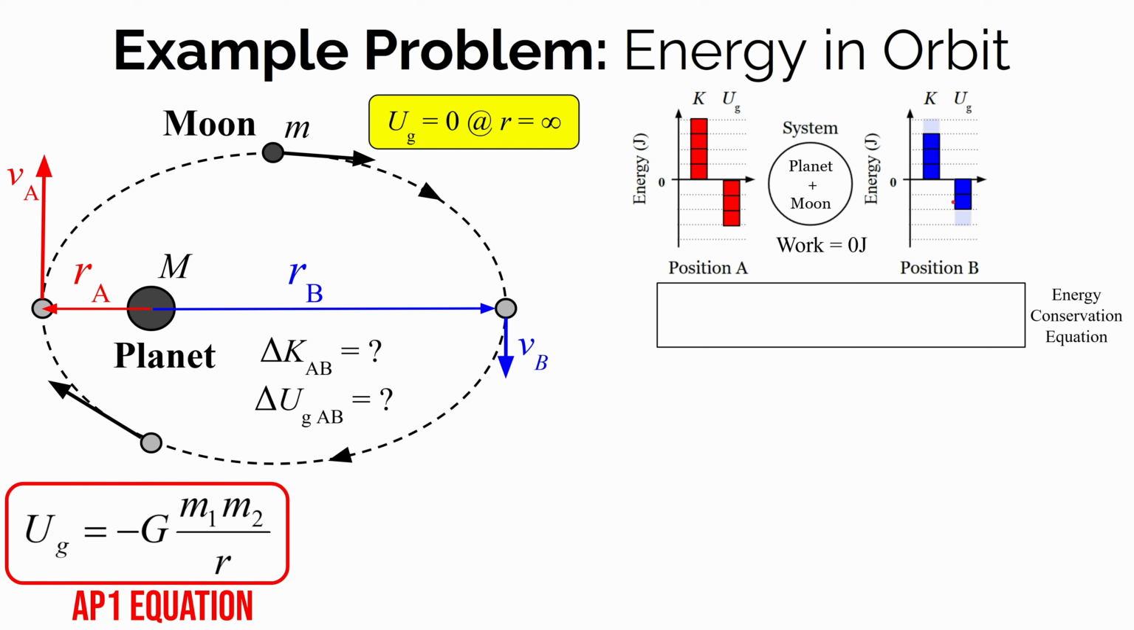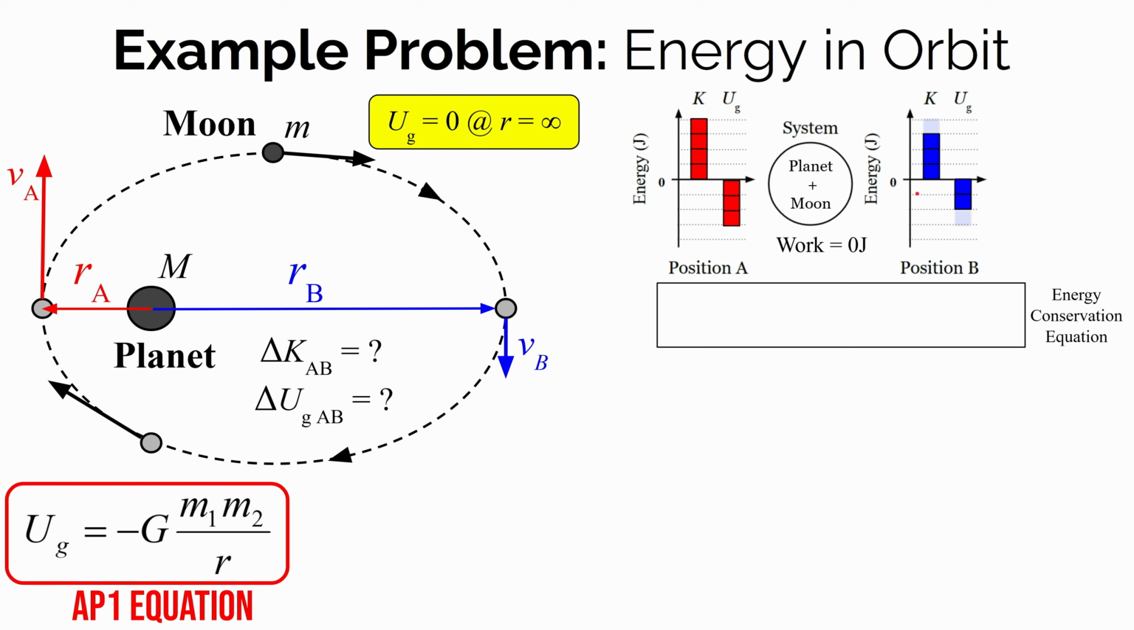And here we're assuming it's a closed system. The system is just a planet and the moon. There's nothing outside the system applying a force to it, so there's no work being done. So the total amount of energy we start with has to equal the total amount of energy we end up with. Energy is conserved.